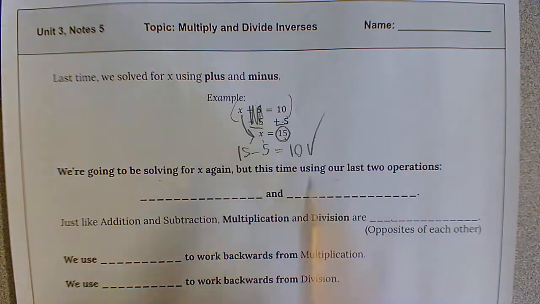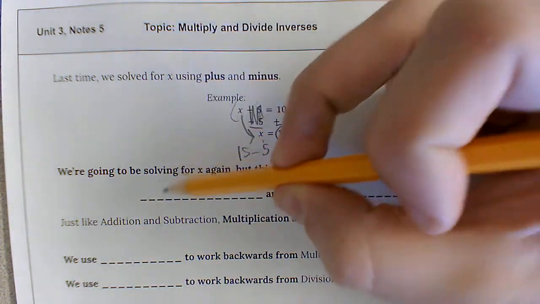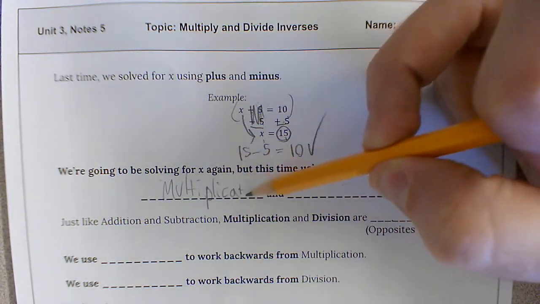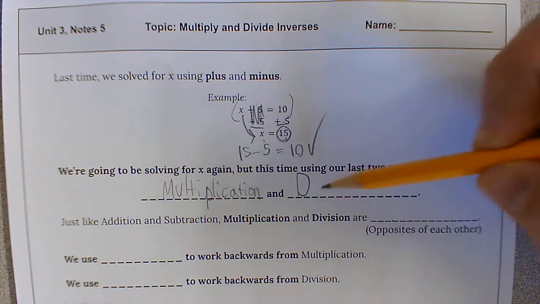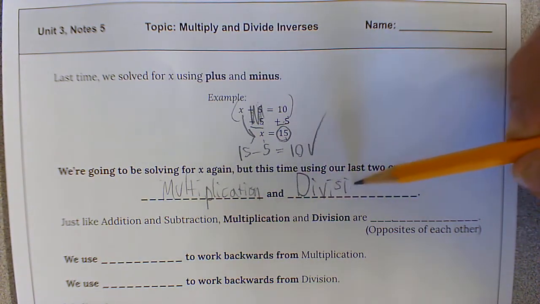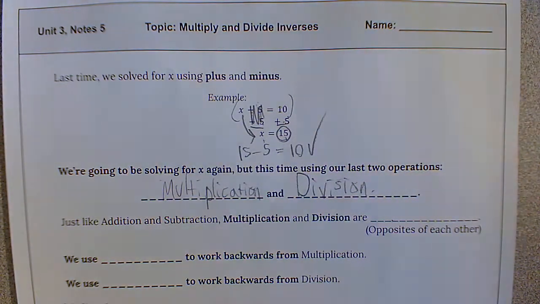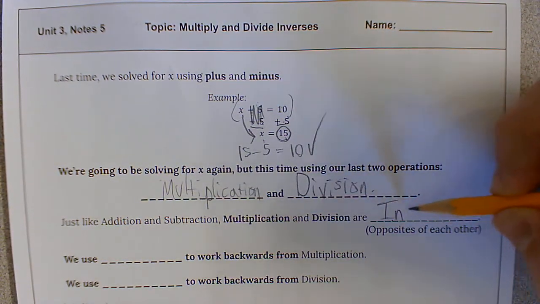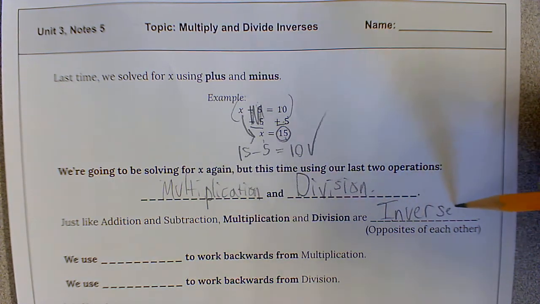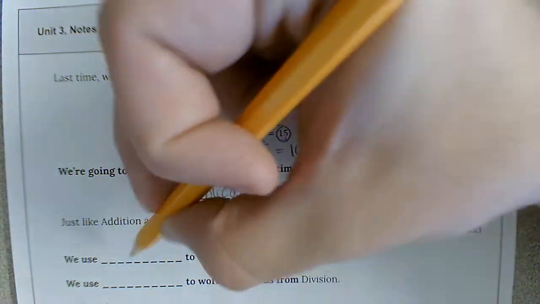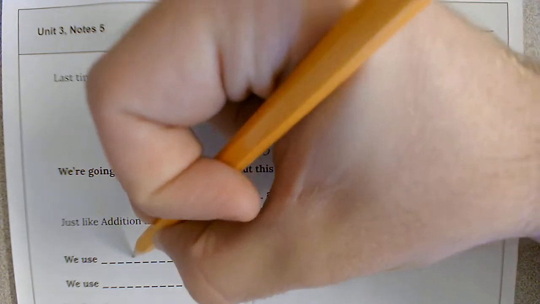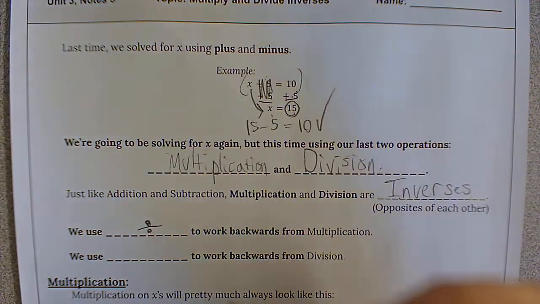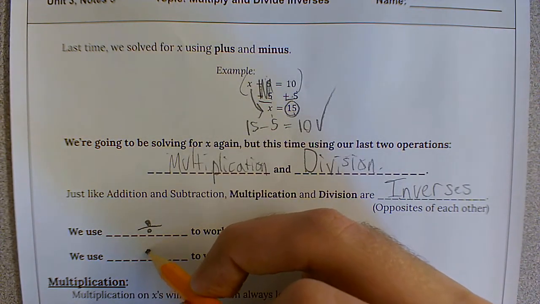We're going to be doing the same thing, but this time with multiplication and division. Just like addition and subtraction, multiplication and division are inverses. And all that really means is that they're opposites of each other. So, we use division to work backwards from multiplication. And we use multiplication to work backwards from division.